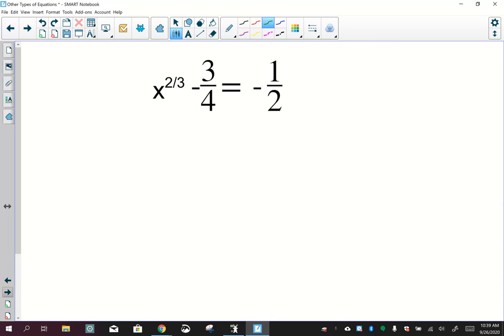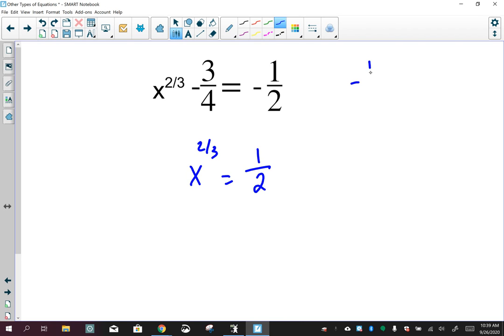Now we have a bunch of fractions here. So I've got x to the 2/3 minus 3/4 is equal to negative 1/2. So the first thing I'm going to do is move that 3/4 over. So I wind up with x to the 2/3 when I add 3/4 to both sides, and I wind up again with 1/2 because I wind up with 2/4.